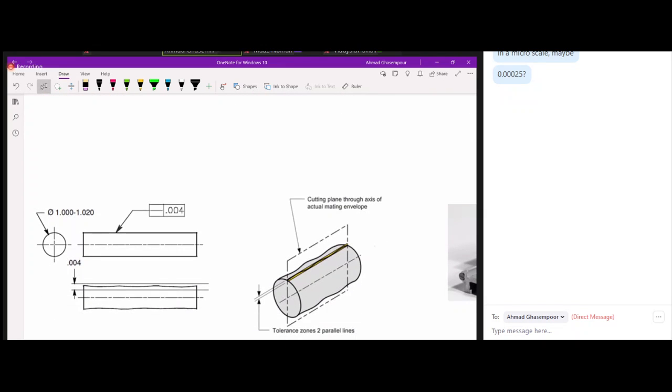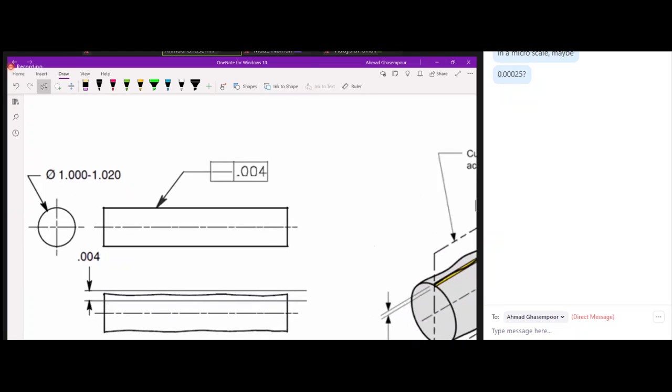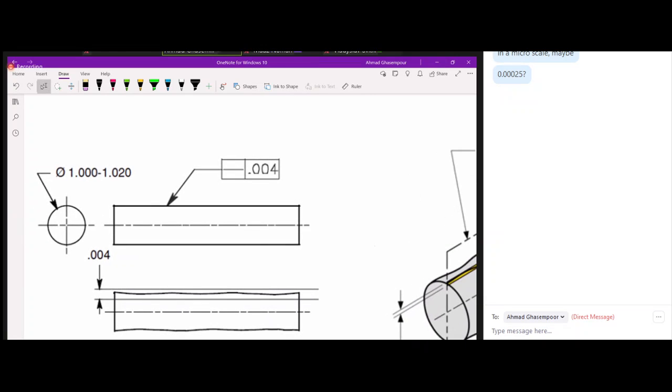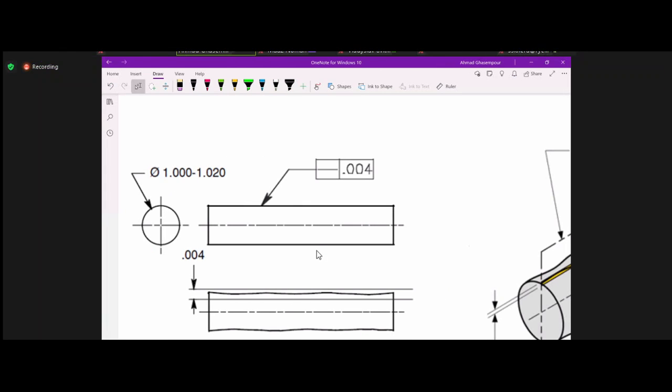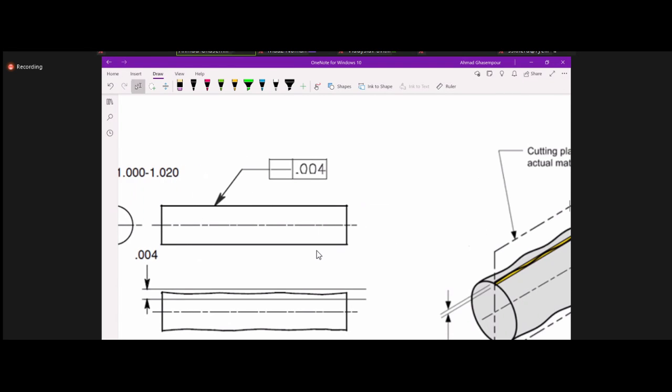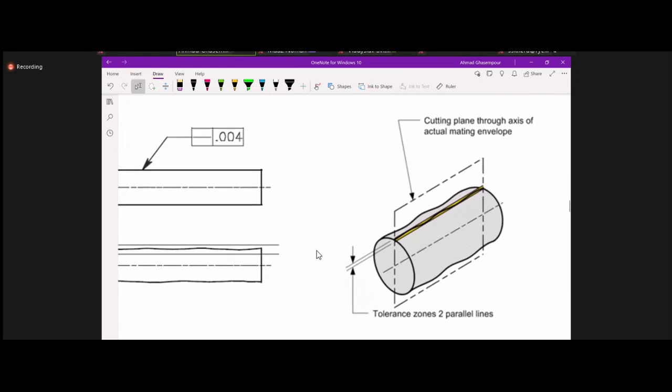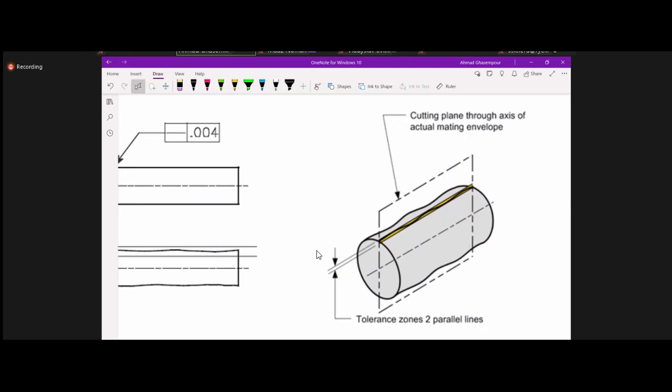This is an example of it, right? So here I have a pin with a straightness of 4 tau applied to the surface. That would mean any line on the surface of this pin cannot have peaks and valleys which are separated more than 4 tau. This might be a better picture to show it to you, right? So the shape could be whatever it is, as long as the differences are not more than 4 tau.